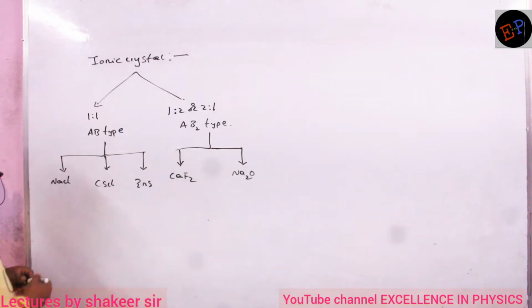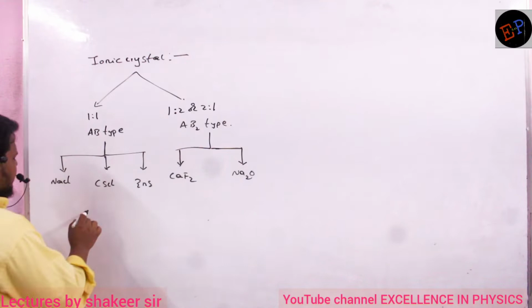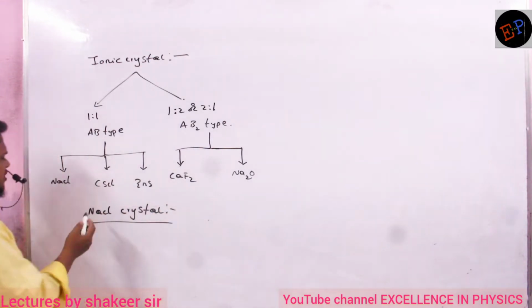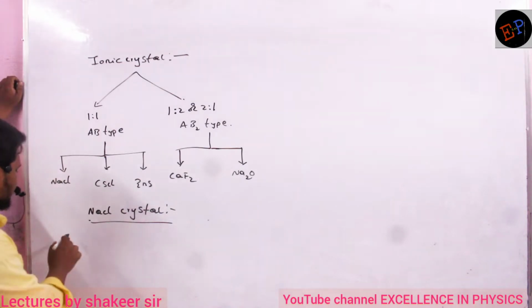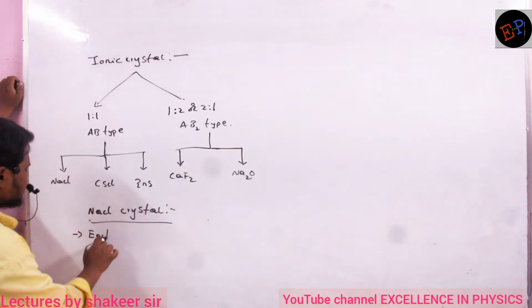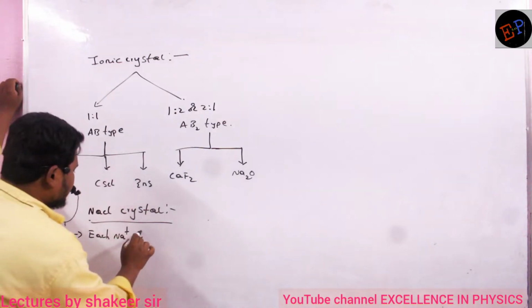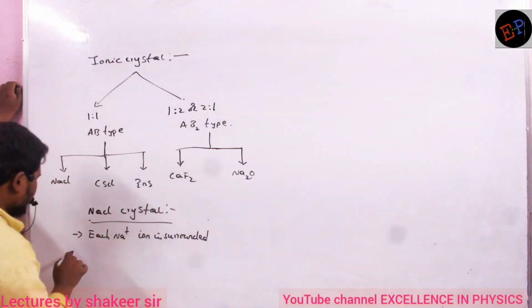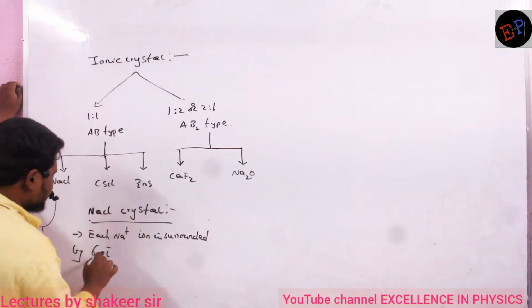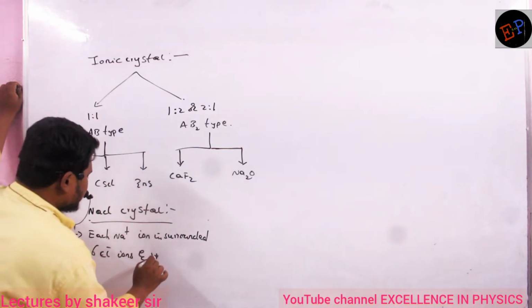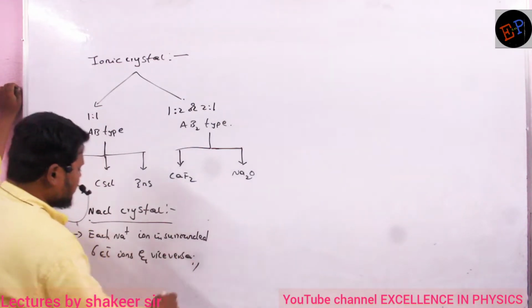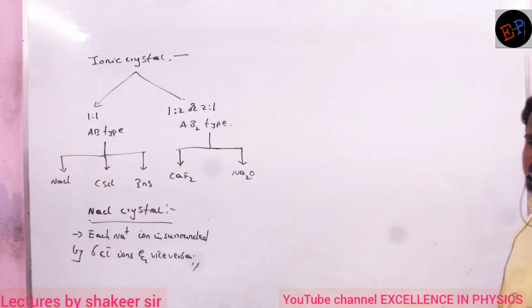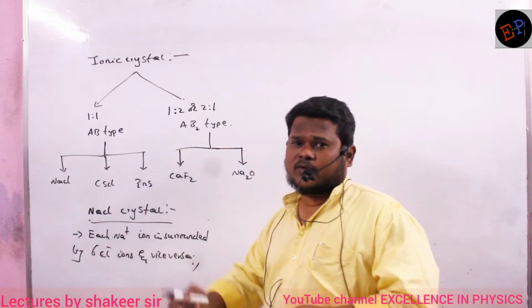Now see. The first crystal which we will study is NaCl crystal. The features of this crystal are: each Na+ ion is surrounded by 6 Cl- ions and vice versa. Each sodium ion will be surrounded by how many chlorine ions? It will be surrounded by 6 chlorine ions.